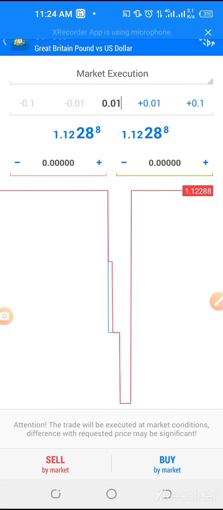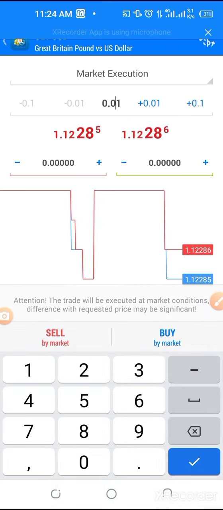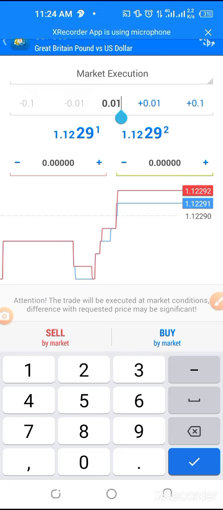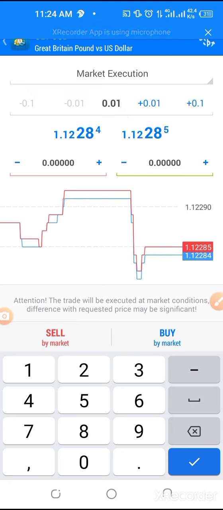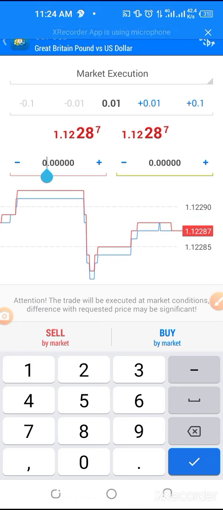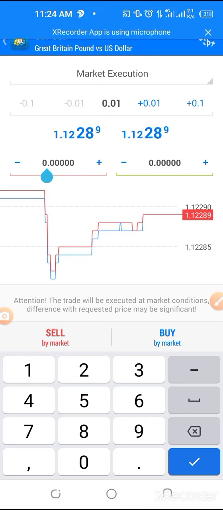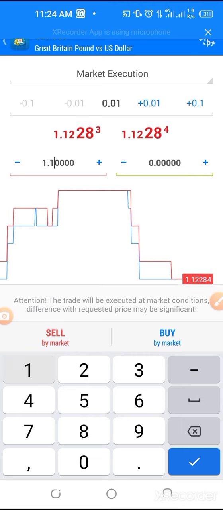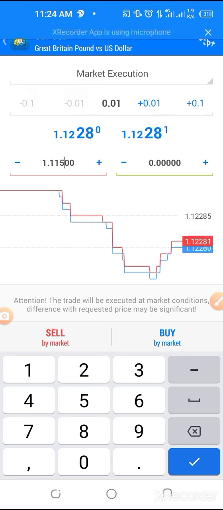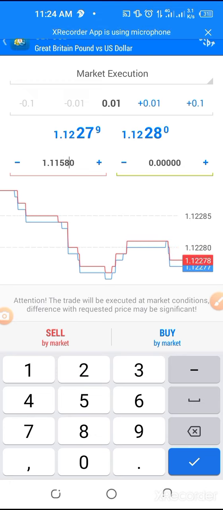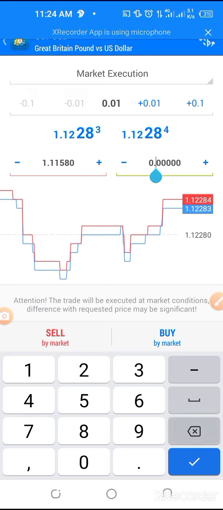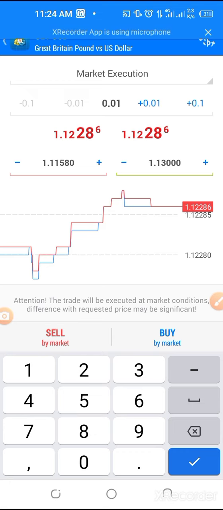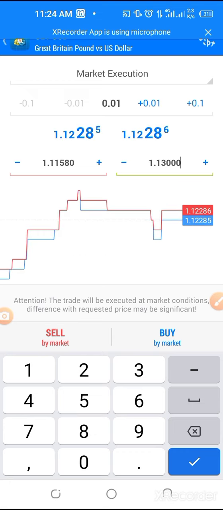So let's put our lot size of, let's say, 0.1. Okay, this is a $100 account, so let's use 0.01. And then let's have a stop loss, looking at the current market price. Let's make this a buy trade. So let's have a stop loss as 1.11580. This is just random. I want to ensure that there is enough space for it. So let's have our TP at 1.13000. All right, so this is a very far TP.